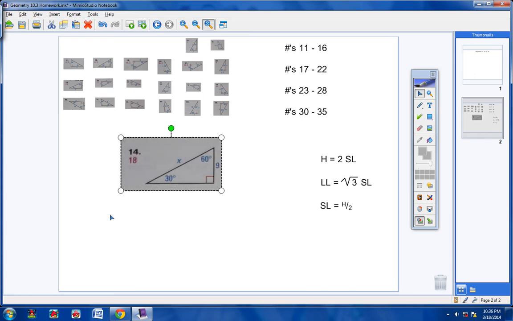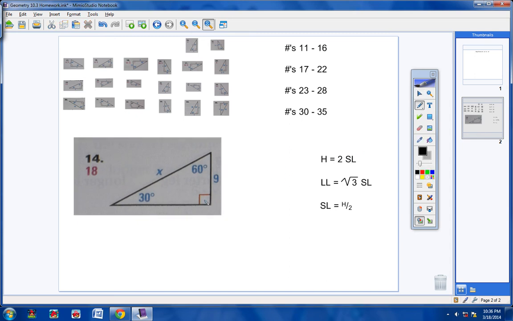Number 14. All right, first of all, here's my right angle, so this would be my hypotenuse. This is 30, this will be my shorter leg. This is 60, this will be my longer leg. Now look what you know. You know the shorter leg. How do you always find the hypotenuse when you have a 30, 60, 90 triangle? Well, you take 2 times the shorter leg. The hypotenuse will always be 2 times the shorter leg. The shorter leg is 9, so then the hypotenuse x has to equal 18. 2 times 9 is 18. All right, let's continue on.